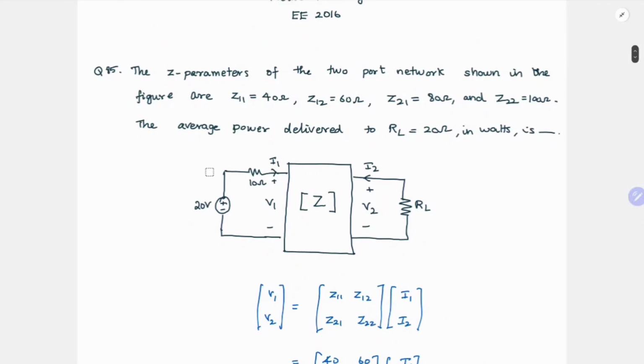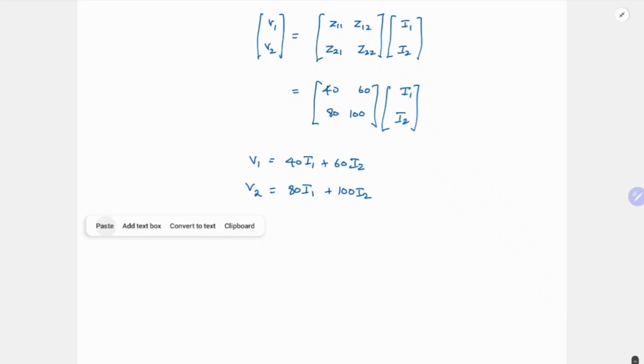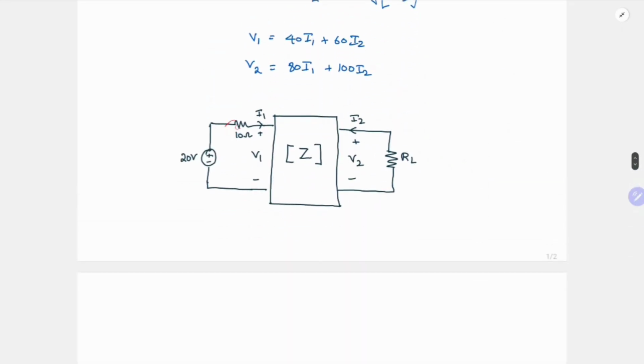But if you also look at the external circuit, how are V1 and V2 related? I1 is nothing but 20 minus V1 by 10 ohms. And V2 is minus I2 RL, because V2 by RL is flowing in this direction. If it is a positive current, it should be flowing in this direction. Since it is flowing in the other direction, it should have a negative sign.